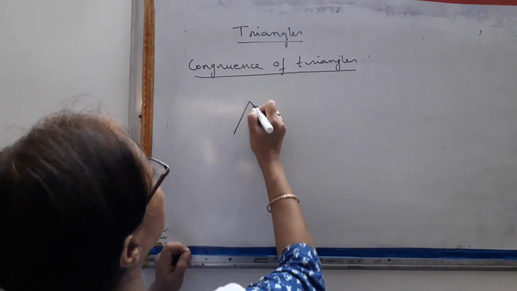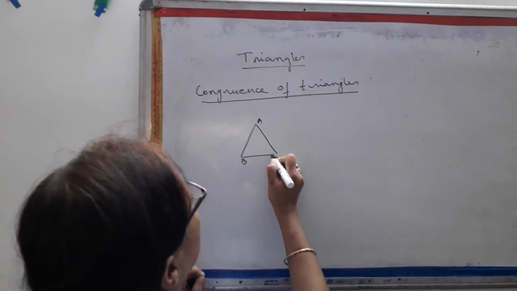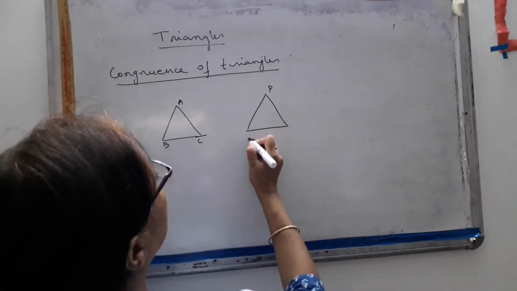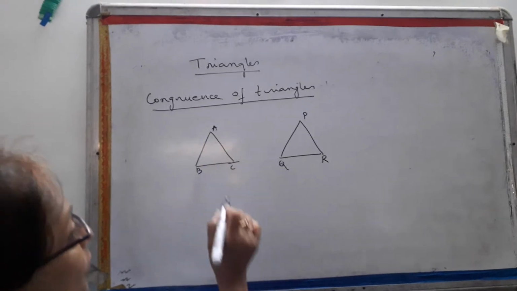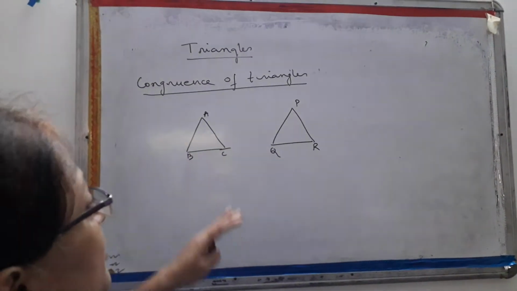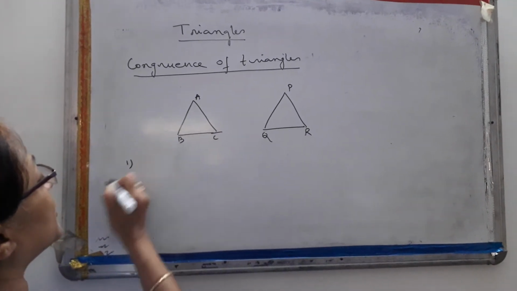Suppose two triangles. One is ABC. Another one is PQR. Then these two triangles are congruent. Congruence means you say equal, and in geometry we say congruence. So that is number one condition.